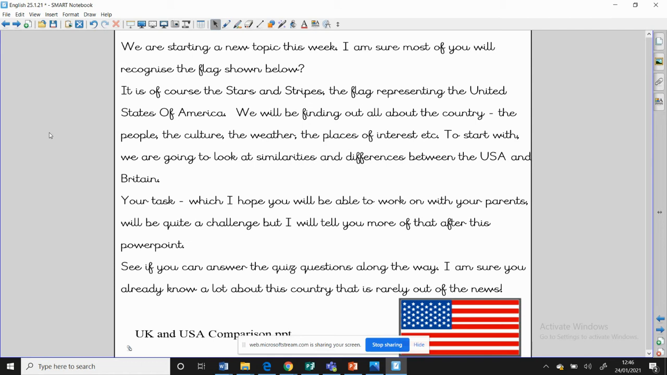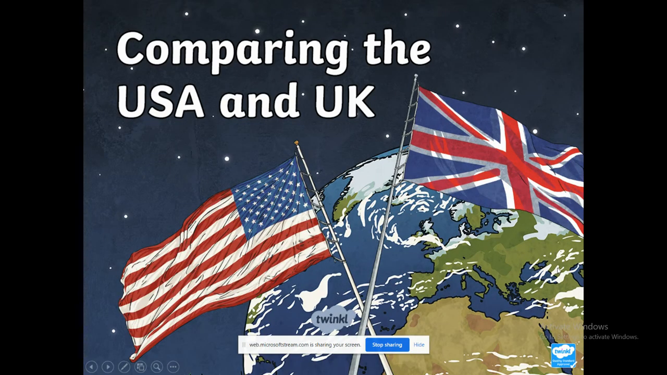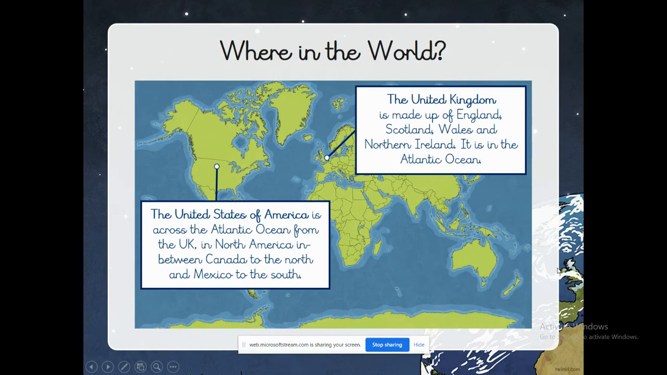Like I say, I'm sure you already know quite a lot about this country, and it is rarely out of the news, especially recently with the presidential changes. Right, see if we can look at some of the similarities and differences between the two countries. As you can see from this world map, the United Kingdom is made up of England, Scotland, Wales, and Northern Ireland, and it is in the Atlantic Ocean.